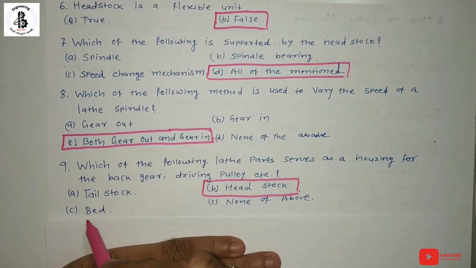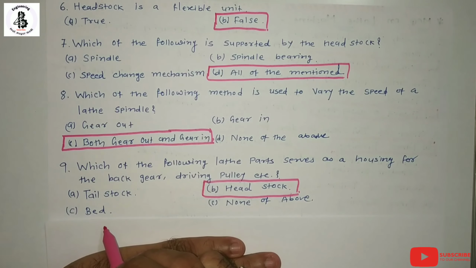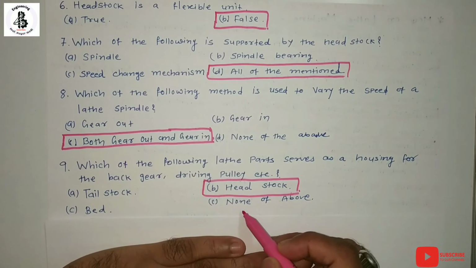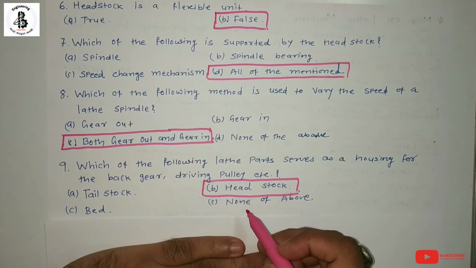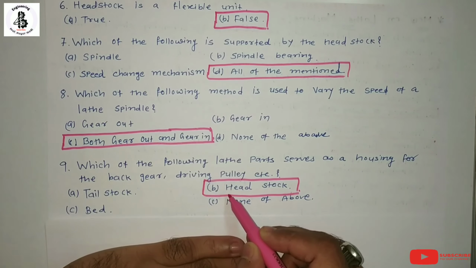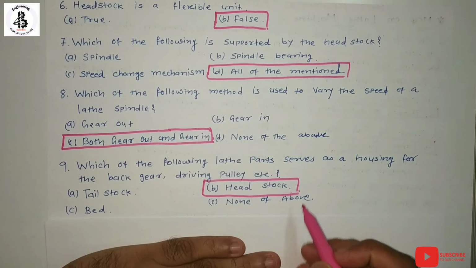Because in option C, the bed generally provides support to the headstock, tailstock and tool post, and D is none of the above. So according to these four options A, B, C, D, the answer is B, headstock, which is the housing for the back gear and driving pulley.